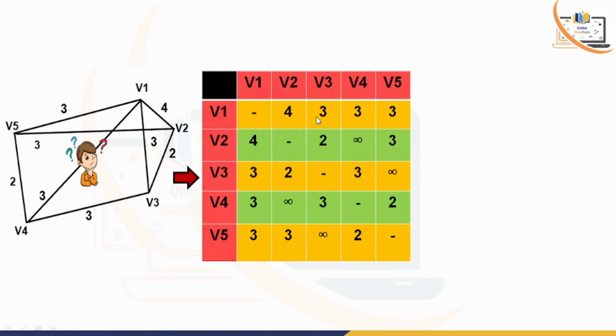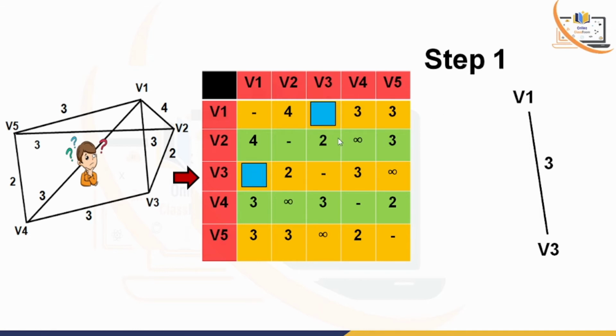So take any one, like this particular 3. That means the first step will be V1 that connects V3, weight will be 3. This is the first step. Okay. In the next phase, obviously this particular 3 and this particular 3, since these are symmetric, that will be discarded.